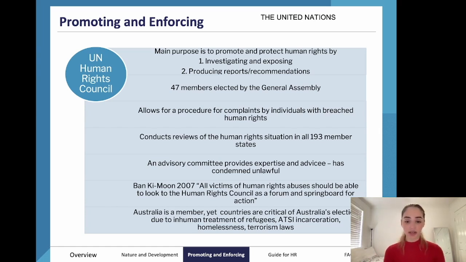Ban Ki-moon, 2007, says that all victims of human rights abuses should be able to look to the Human Rights Council as a forum and springboard for action. Yeah, so it's designed as an organ, a springboard for action to actually materialize change for human rights. Australia is a member, yet countries are critical of Australia's election due to inhumane treatments of refugees, as I was saying, in detention centres, at-sea incarceration rates, homelessness, and our strict terrorism laws.